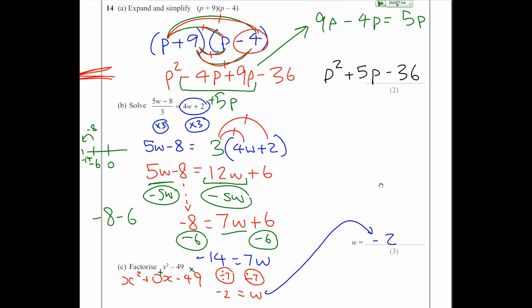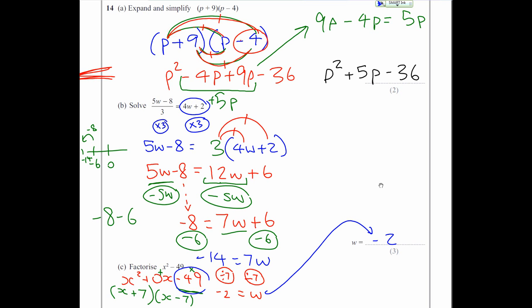Now the only numbers that add together to make 0 are a number and the negative version of that number. For example, 100 and minus 100. Put them together, you get 0. 7 and minus 7, for example. Put them together and you get 0. And guess what? 7 times minus 7 is 49. That's your answer. It's called the difference of two squares.